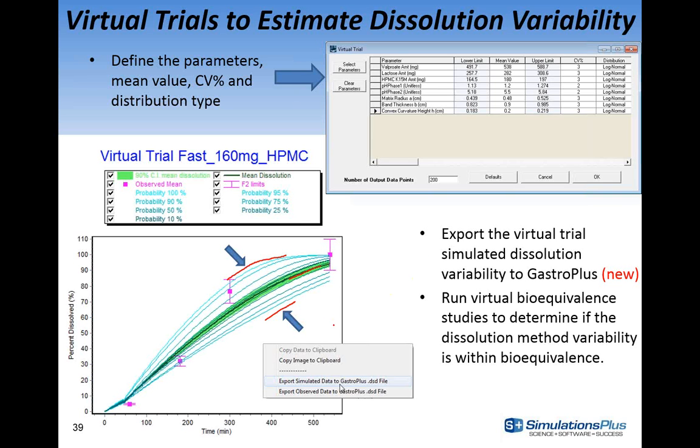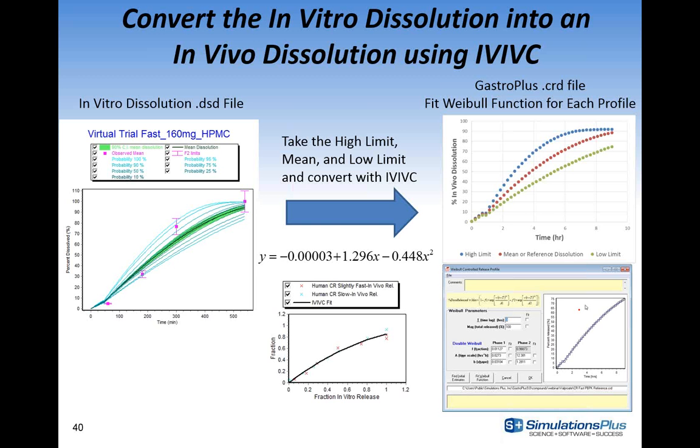We can run all those what-if scenarios within GastroPlus. Also, this is, again, using a new functionality within DDDPlus, which is exporting simulated data to GastroPlus files so that you can directly import these into GastroPlus and run simulations. So I used the IVIVC that we developed to convert the in vitro dissolution rate from our DDDPlus model to an in vivo dissolution rate profile using the IVIVC.